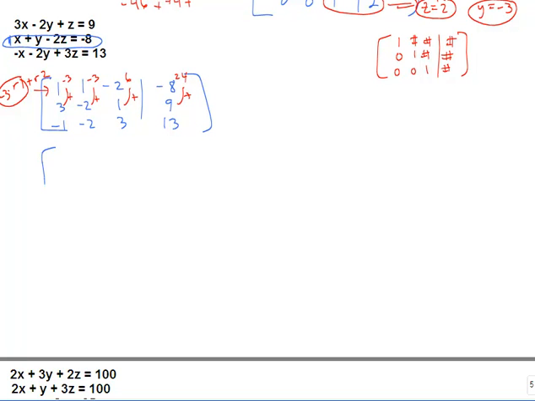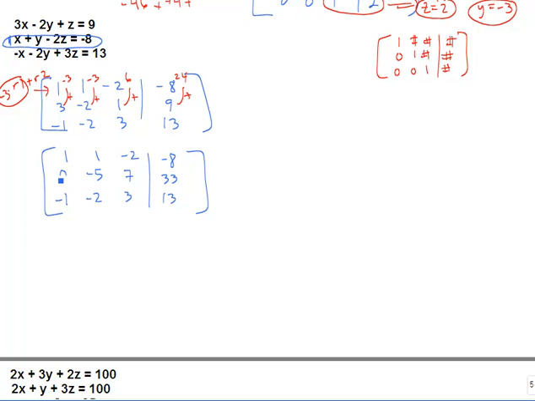So my new matrix, I'm going to leave the top row alone because it has the 1 that I want to keep. I'm going to put my answer in row 2. So negative 3 plus 3 is 0, negative 3 plus negative 2 is negative 5, 6 plus 1 is 7, and 24 plus 9 is 33. Okay, leaving the bottom row the same, we get negative 1, negative 2, 3, and 13. So now we have a 1 and a 0.